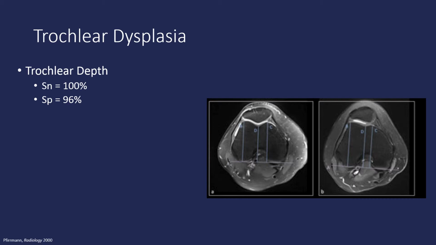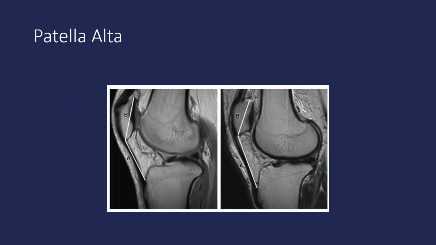These are the reported sensitivity and specificity values for measuring trochlear depth. Again, these radiographic measurements are more sensitive than specific.